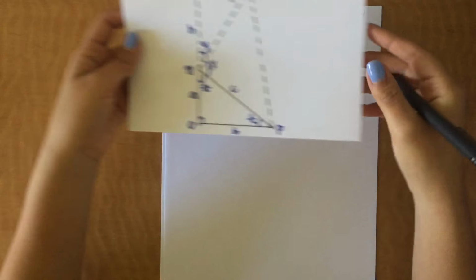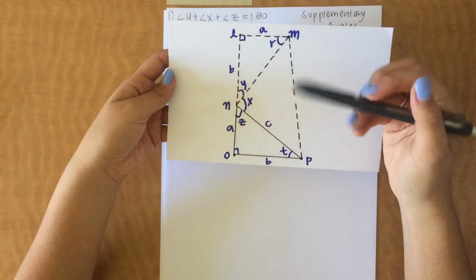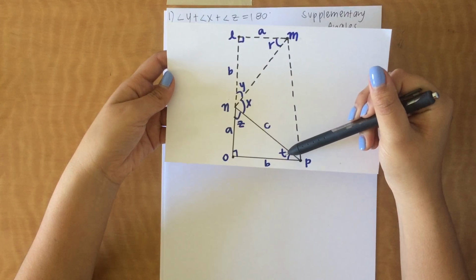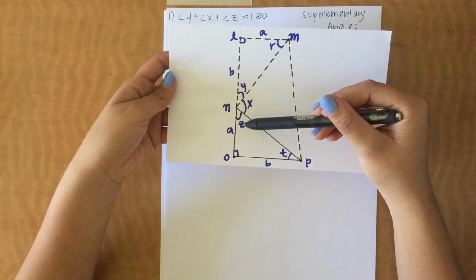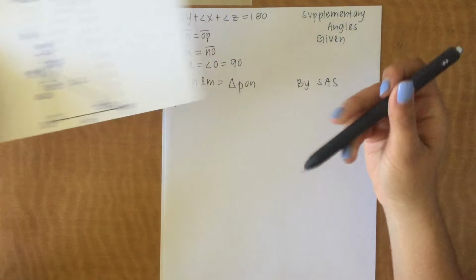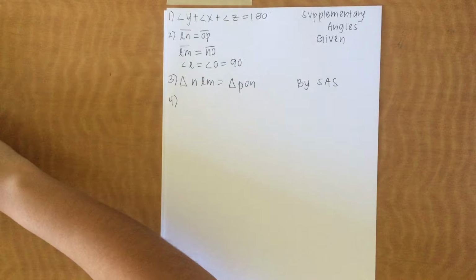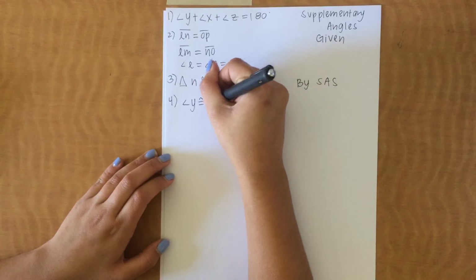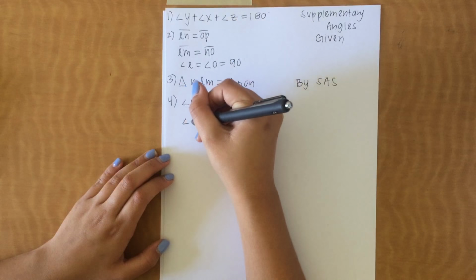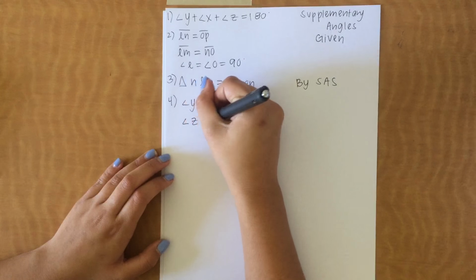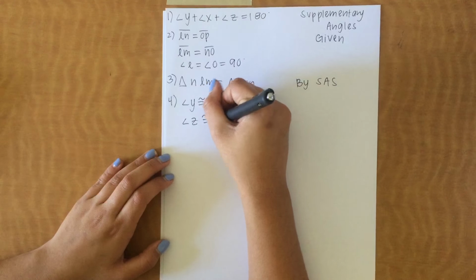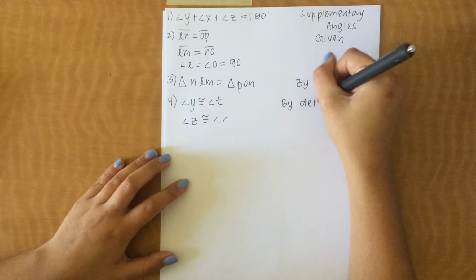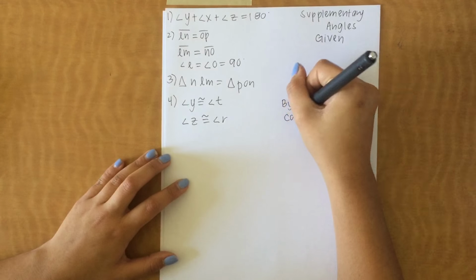So by the definition of congruency, we know that angle Y is congruent to angle T, and angle Z is congruent to angle R. And this is by definition of congruency.